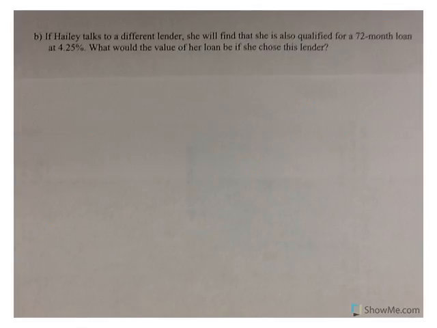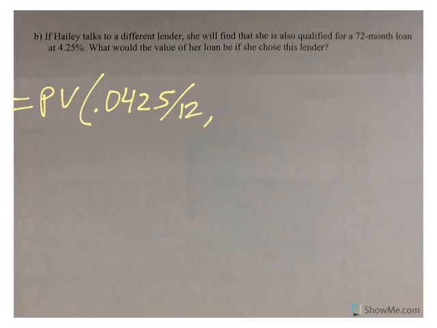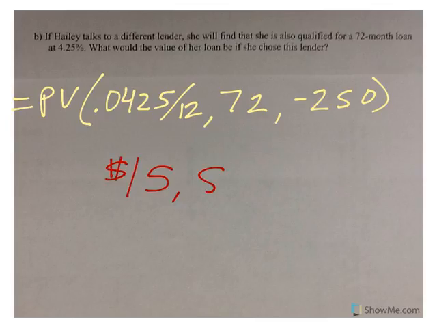Now let's go part B. Haley talks to a different lender. She qualifies her for a loan for 72 months at 4.25%. What kind of cars could she get if she did this one? Well, okay, same concept. You're looking at present value. We take our interest rate, 0.0425, and we divide that by 12. This one is 72 months, so you're making 12 extra payments. But don't forget, she's only paying $250 a month. When she does that, she can afford a $15,863.60.